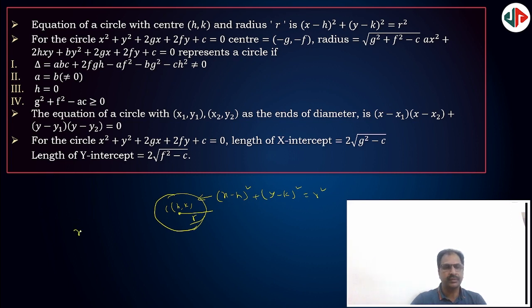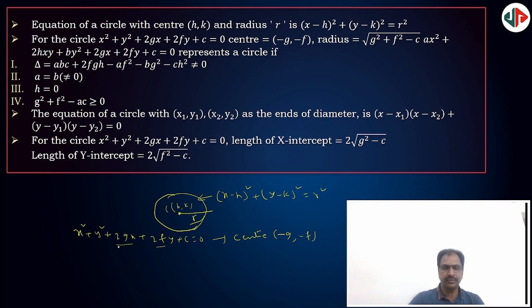Next, the general equation of a circle is x square plus y square plus 2gx plus 2fy plus c is equal to 0. This is known as the general equation of a circle whose center is (minus g, minus f). Better you remember like this: the x coefficient is 2g and the y coefficient is 2f.